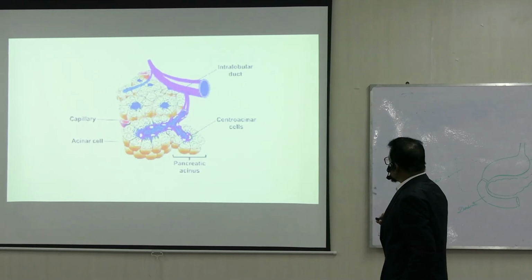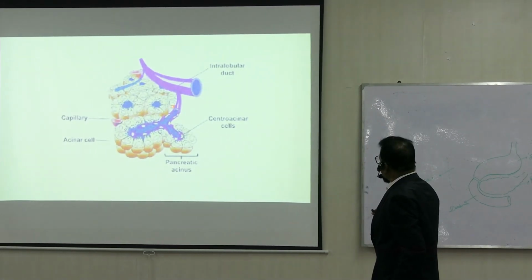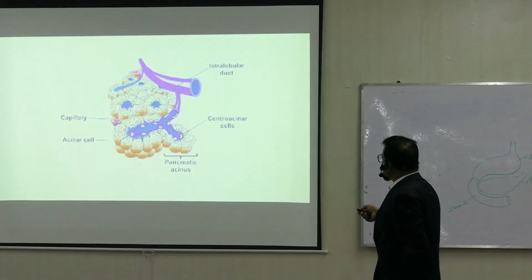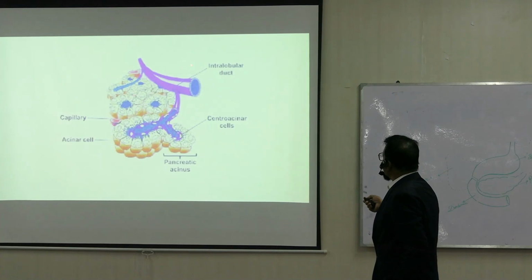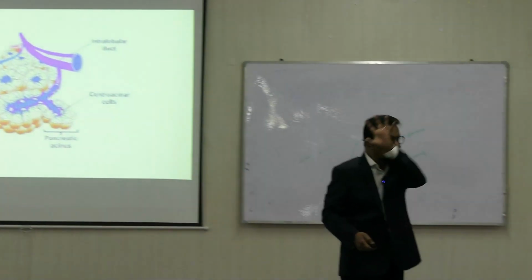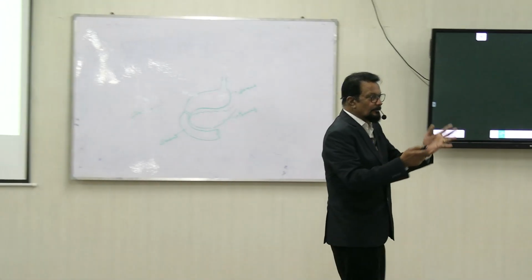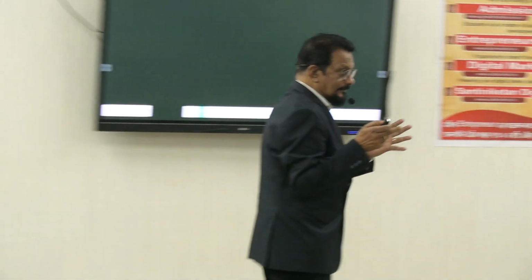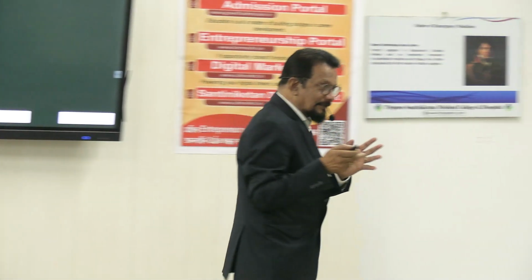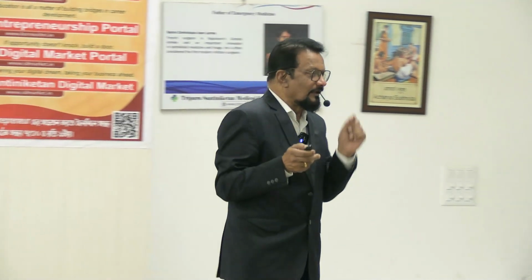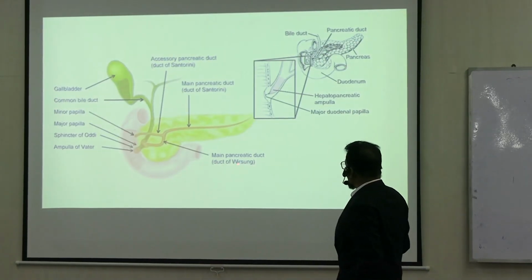So these are intercalated ducts. Now these intercalated ducts will join this duct. It's an intralobular duct. So there are different lobules. All these lobules will be joining together and will form a common duct. What is this duct? Duct of Wirsung.